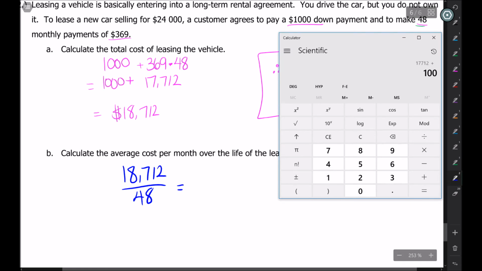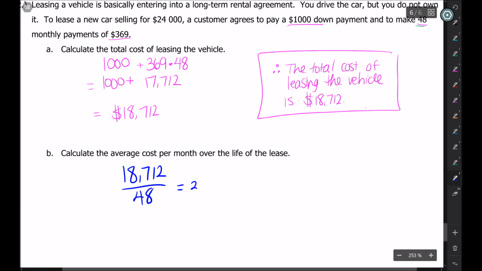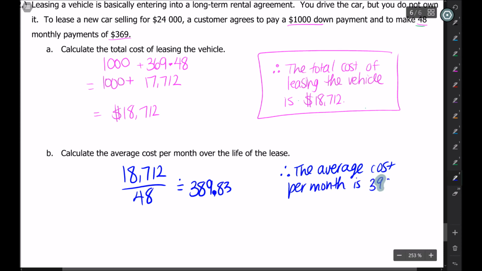to find the average cost per month. So when I divide this right here by 48 months, I get $389.83, approximately. So right here we can say, therefore, the average cost per month is $389.83.